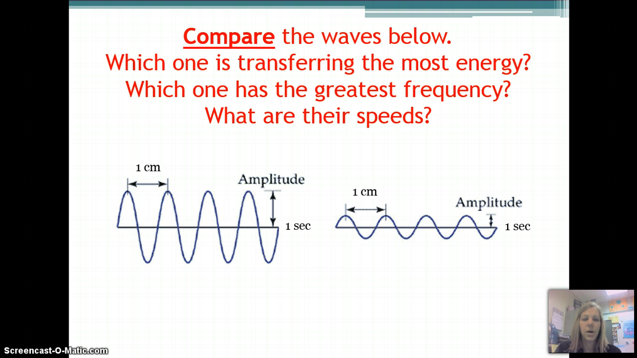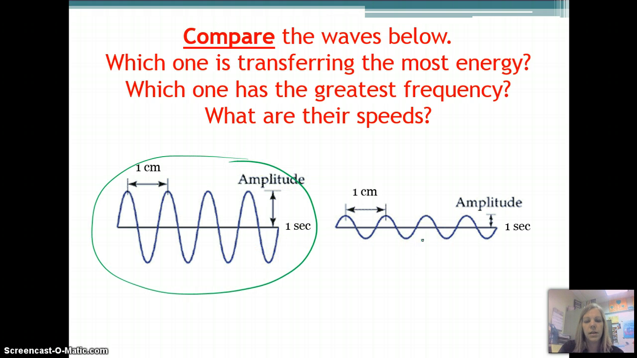For the first question, which one is transferring the most energy? The amplitude on this wave is much greater than the amplitude on this one. So for number 1, this wave would be carrying the most energy.